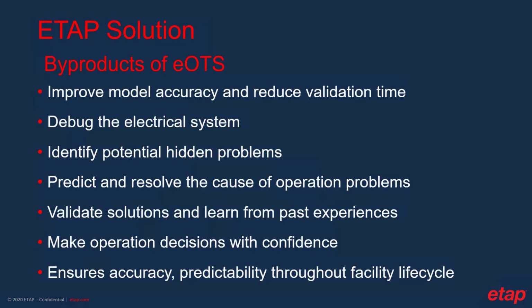Some very beneficial byproducts of the ETAP eOTS solution are that it allows the user to improve model accuracy and reduce validation time, debug the electrical system, identify potential hidden problems, predict and resolve the cause of operation problems, validate solutions and learn from past experiences, make operation decisions with confidence, and ensure accuracy and predictability throughout the facility lifecycle.